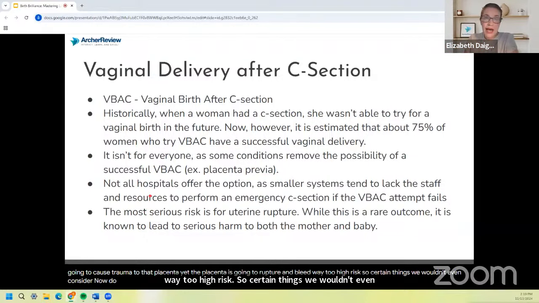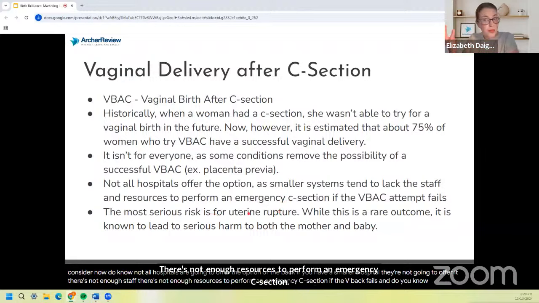Now, do know not all hospitals are going to offer the option of VBAC. If you have a smaller hospital, they're not going to offer it. There's not enough staff. There's not enough resources to perform an emergency C-section if the VBAC fails.